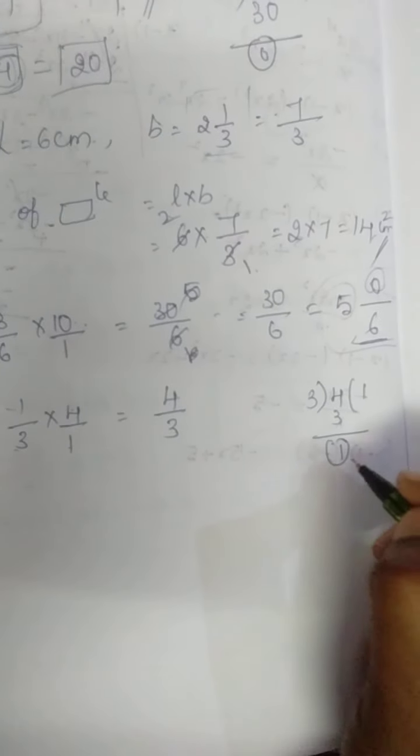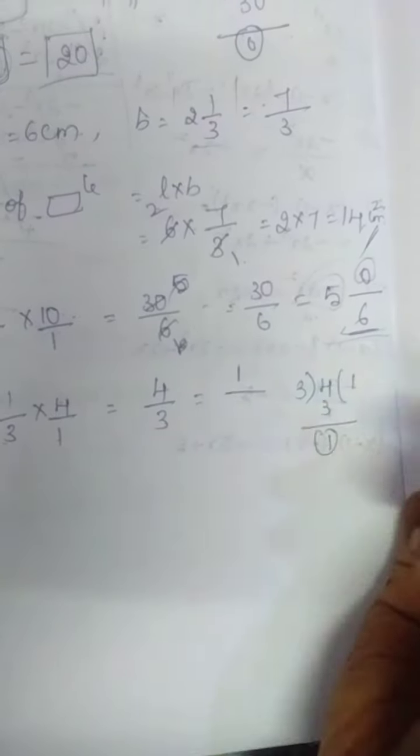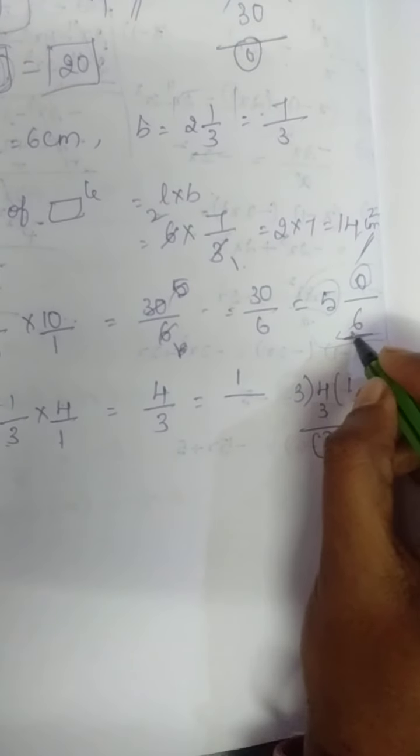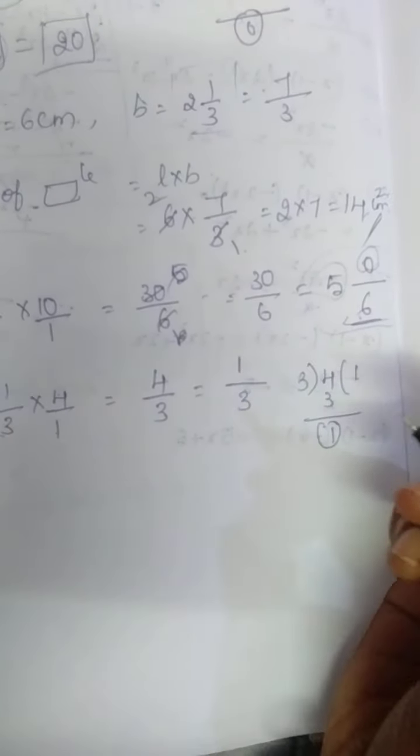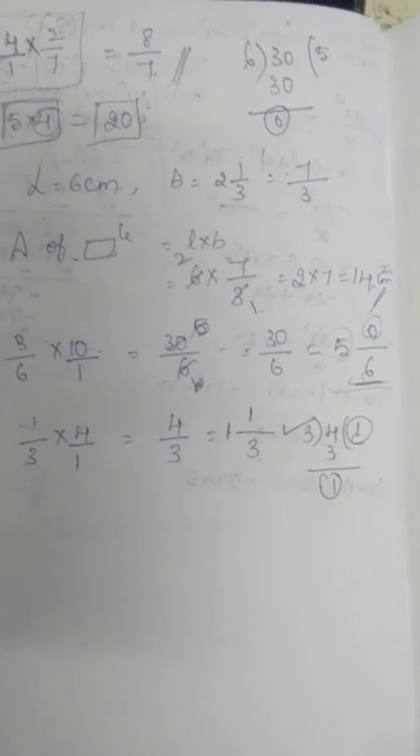So that remainder you should write in numerator, and the divisor you have to write in denominator, and this quotient you have to write here. 1 1/3 is your mixed fraction. Clear? That is how you have to write your mixed fractions.